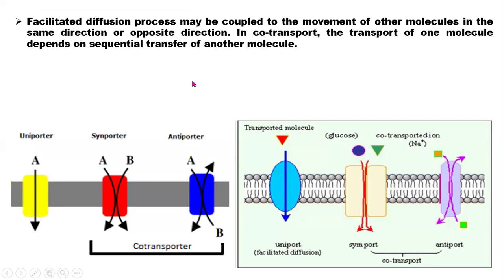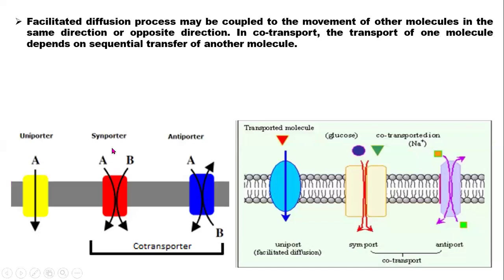So we can say if facilitated diffusion requires movement of another molecule in the same or opposite direction, we call it co-transportation. In co-transport, the transport of one molecule depends on the sequential transfer of another molecule. If you look at this picture, the first one that has A, B, A, B, A, we have uniport. This is a protein in the membrane that transports just a molecule in one direction.